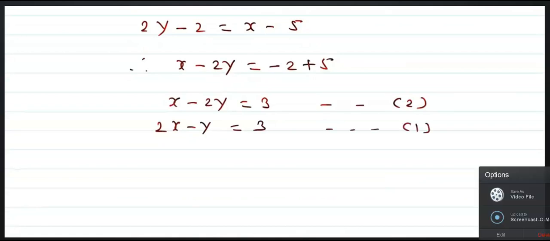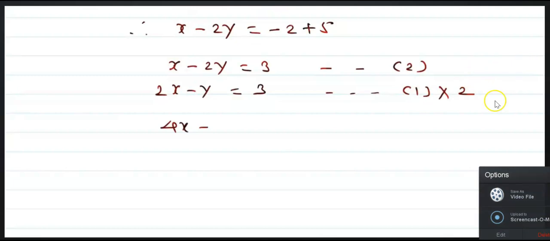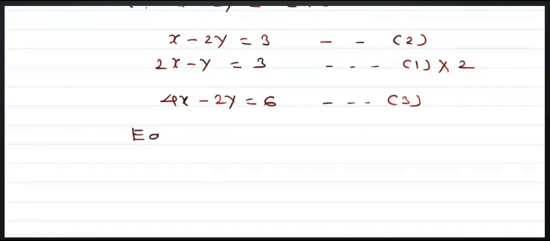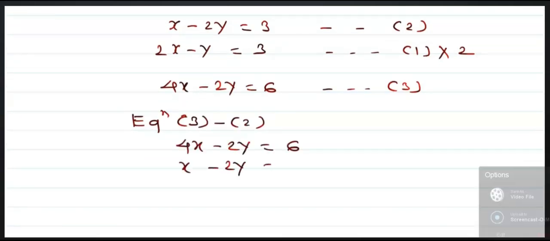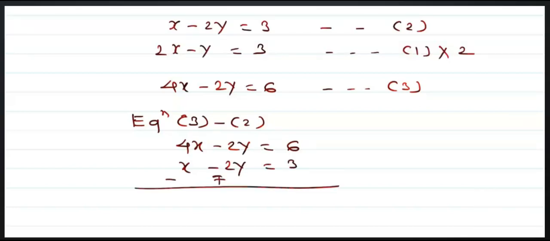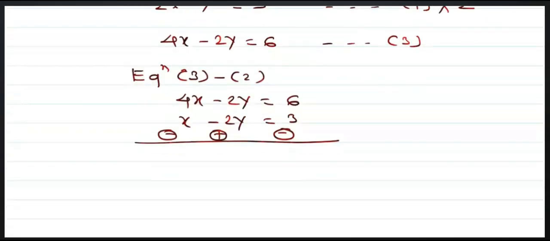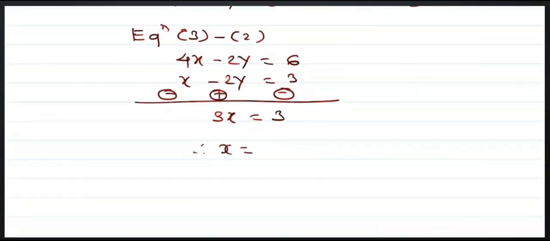Now solve these two equations simultaneously. Multiply equation number 1 by 2. Now see, here we are multiplying equation number 2. Then you will get 2y. See this here. This is equation 3 minus 2. Therefore, 4x minus 2y equals 6, and x minus 2y equals 3. If you add these two equations, 3x equals 3. Therefore, x equals 3 upon 3, that is equals to 1.